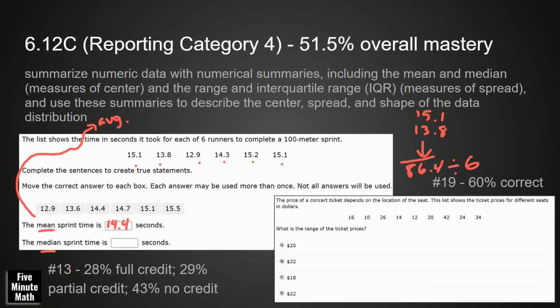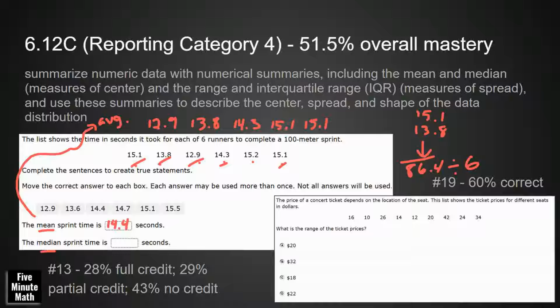Now this is a measure of center. So that means the middle of this data set is around 14.4. But so is median. Median is a lot easier, but you have to put them in order. So let's put them in order. 12.9. I want to mark them off. 13.8. And then I've got a 14.3. And then two 15.1s.